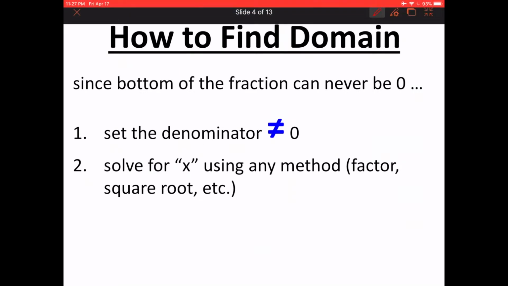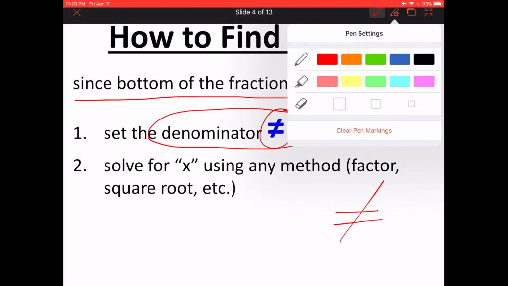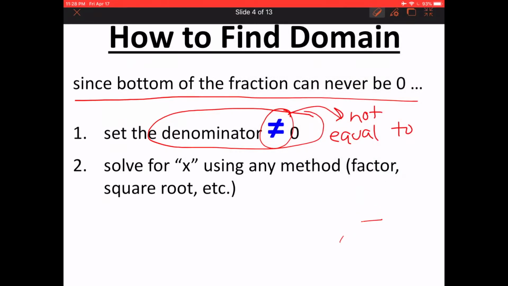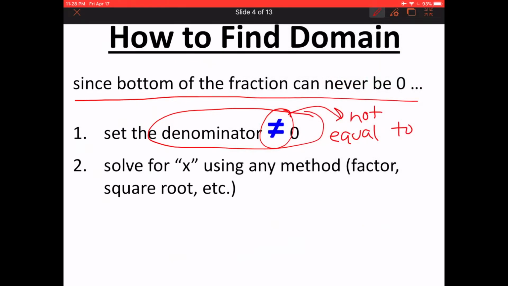So let's talk about finding the domain. Since the bottom can never be 0, you set the denominator not equal to 0. This symbol represents not equal to. That's why you guys see that equal sign with the slash through it. Okay? So that symbol means not equal to. So the first thing we do to solve for the domain is we set the denominator not equal to 0. Then we just solve for x. This is where factoring from chapter 9, factoring from chapter 10 will come in, square rooting from chapter 10 will come in.